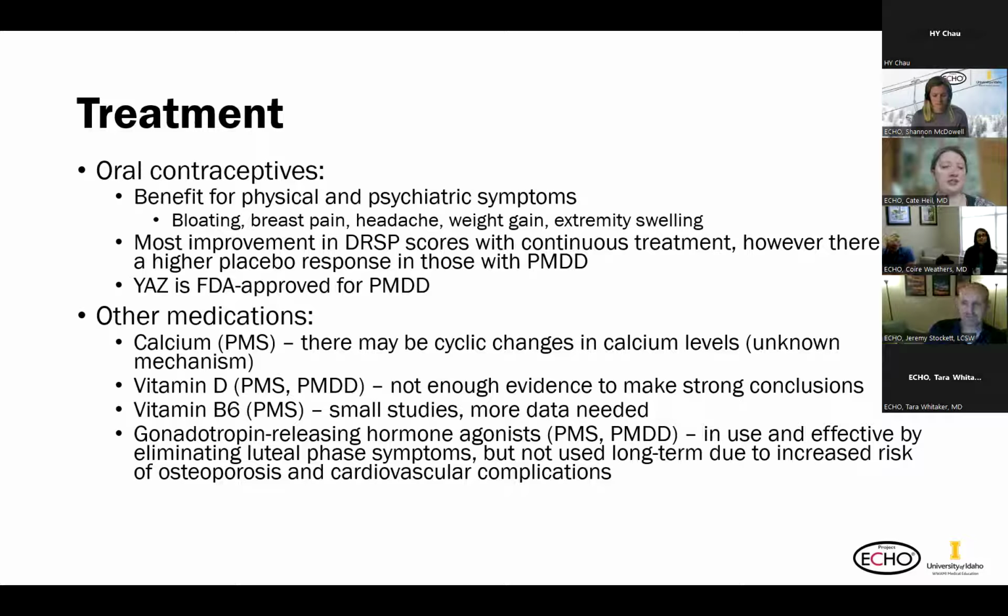And then there's GnRH agonists, which are gonadotropin releasing hormone agonists, for PMS and PMDD. An example would be leuprolide. These have been in use and are effective by eliminating luteal phase symptoms, so they induce anovulation, so the person does not ovulate. But these are generally only used in the short term due to increased risk of decreased bone density or osteoporosis and then cardiovascular complications. Additionally, when these are in use, we do add-back therapy, like with the combined oral contraceptives, but that can cause some of the symptoms to happen again, so it's tricky there.